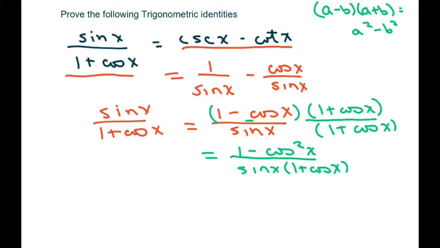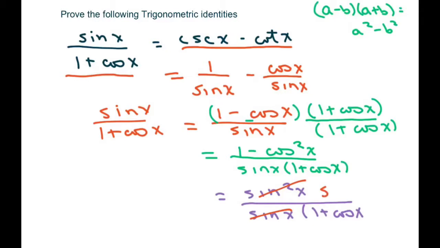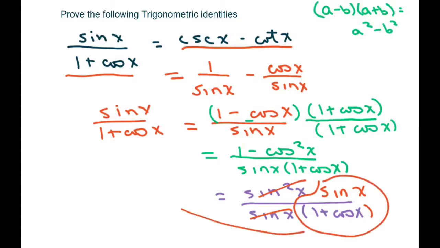Now, 1 minus cosine squared of x is sine squared. And so then you have sine of x times 1 plus cosine of x. Well, sine of x goes into sine squared of x sine of x times, so that's just going to be sine of x. So we're left with this, which matches our left side. So anytime you see this flip-flop thing going on, you multiply by the conjugate.